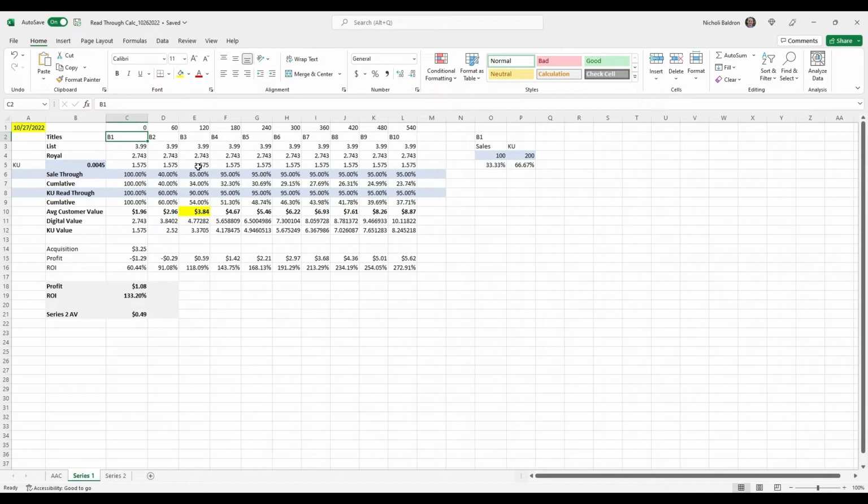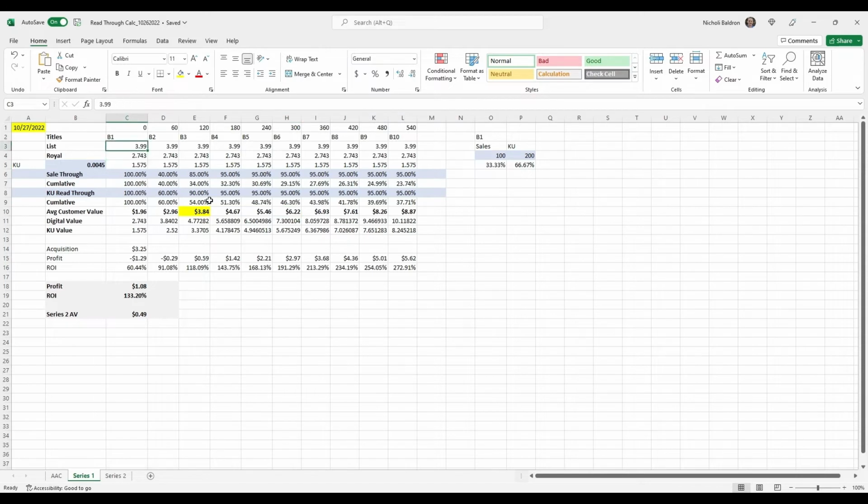For the purposes of this demonstration, I've pre-established it for 3 books in so that we can look at profit and ROI. And so I've highlighted the cell. That way, everyone knows where we're working from. If your series is longer than 3 books, let's say you have 6, then you would actually want to use this cell instead.